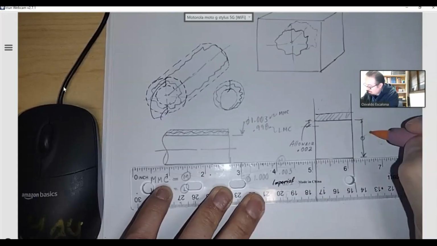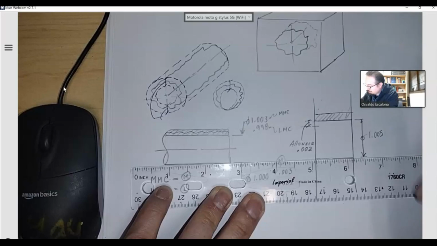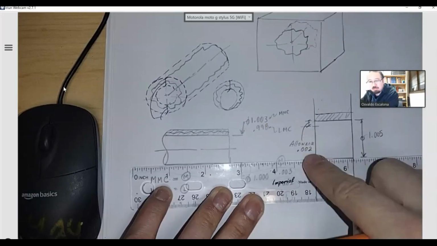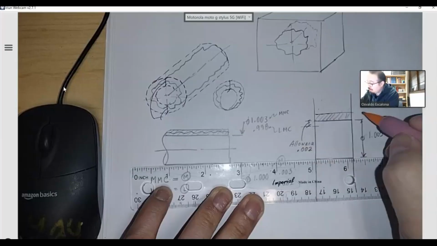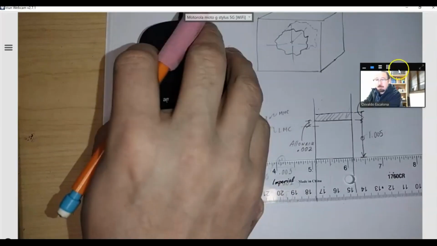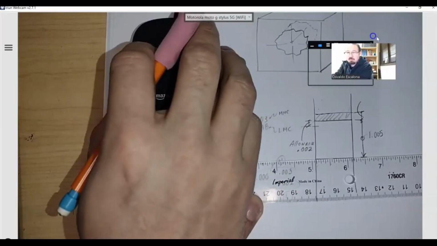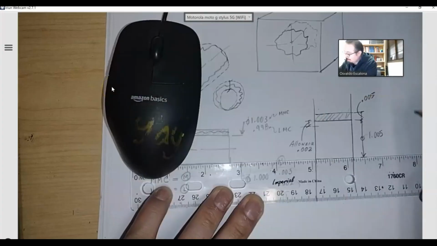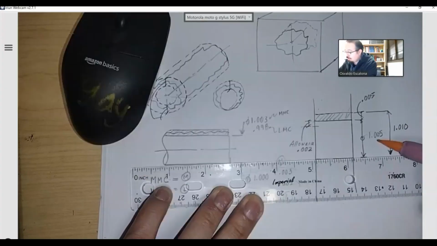If I were to give it a tolerance, I have to make my hole even bigger, right? Because I still want to keep that 0.002 in the middle. Let's say I give it a tolerance of maybe five thousandths of an inch, 0.005. That means the biggest that my hole could be will be 1.010. Right? 1.005 plus 0.005 gives me 1.010.